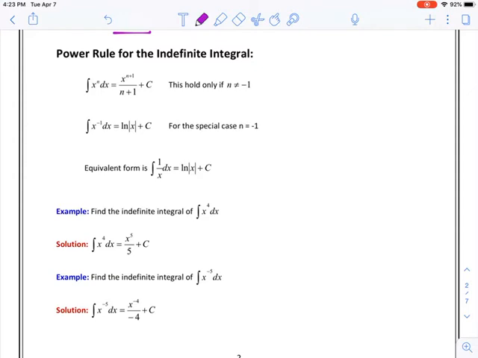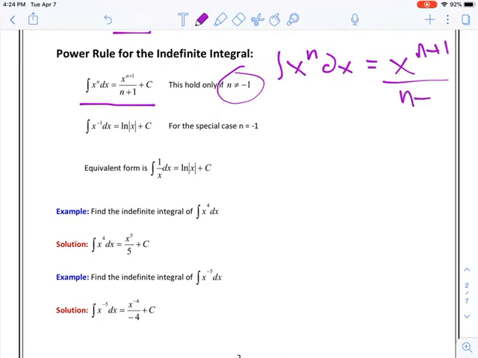And so that rule that we're going to start with is called the power rule. And so we had a power rule for finding derivatives, and now we have a power rule for finding antiderivatives. And so this is the basic power rule whenever n is not equal to -1. So when we're taking the antiderivative of some x raised to the n power dx, what we do is we take the x, we add 1 to the exponent, and then we divide by that.